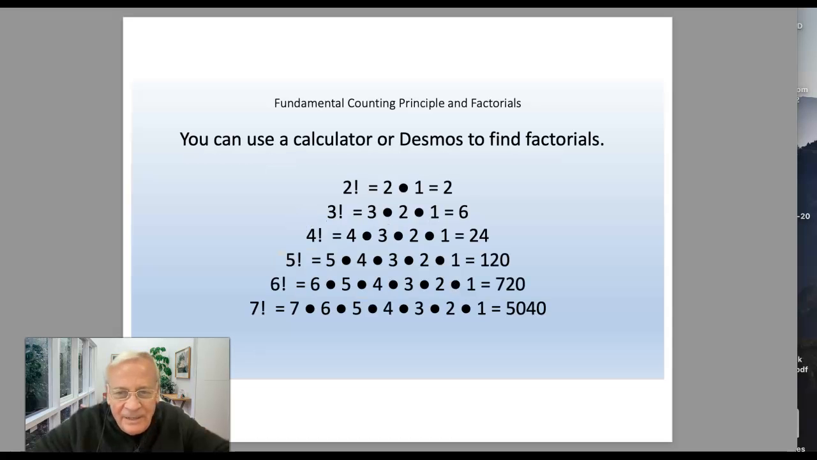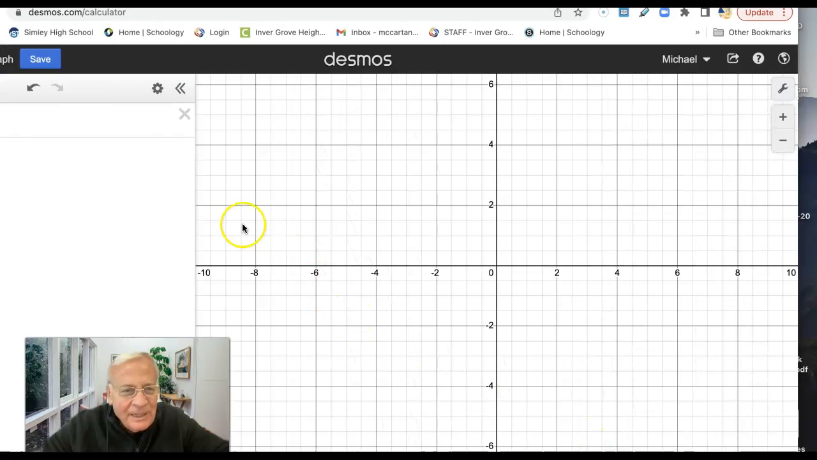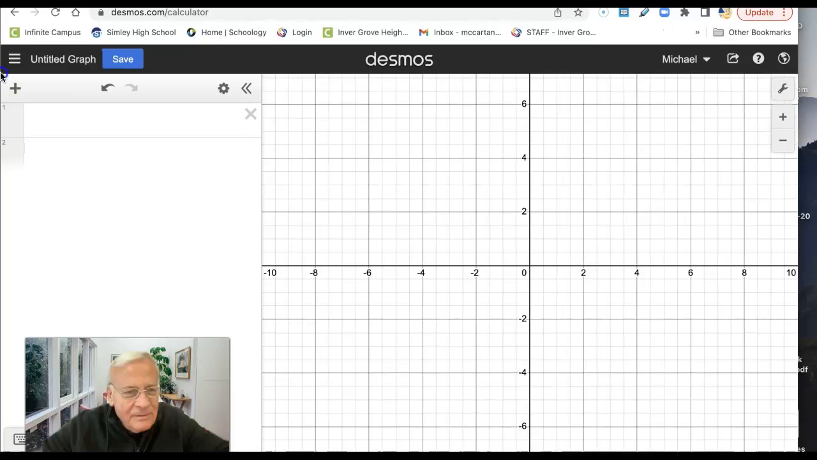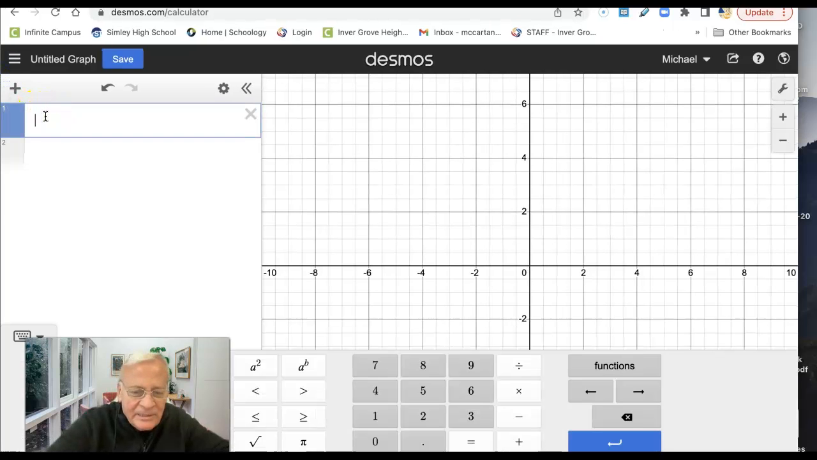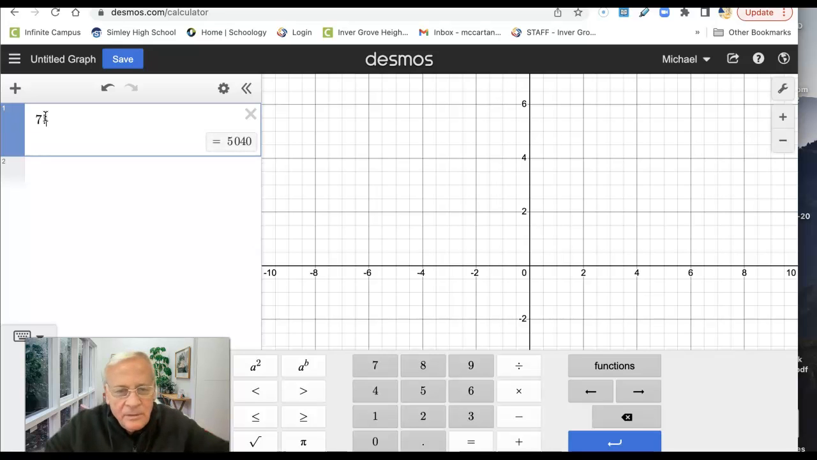We can use a calculator to find factorials, or we can use Desmos as well. Let's click over to Desmos real quick. So like this one here, 7 factorial. You see that big number there? It might take a while to multiply them all together. But in Desmos, I can just put 7 and then an exclamation point. It's above the 1. There's our answer. Or you can use Desmos if you want. That's okay with me.